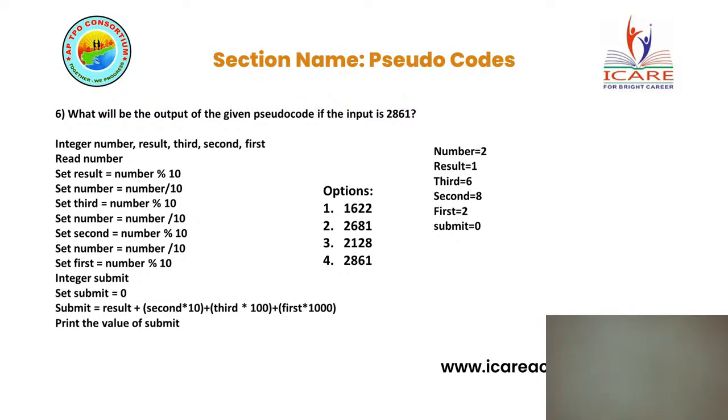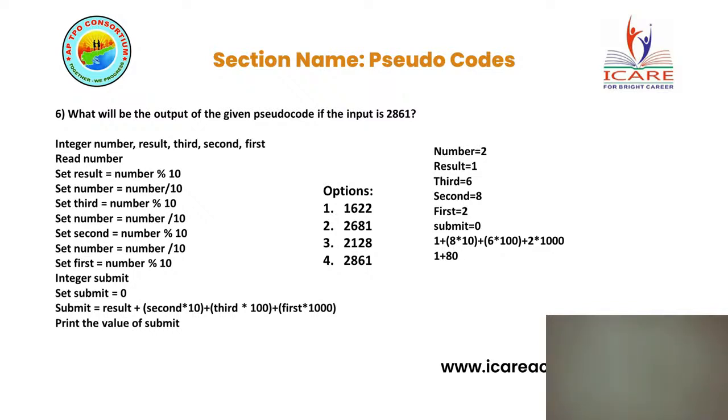In result we have the value 1. So result plus second into 10. Here second is 8, so 8 into 10. After that plus third into 100. The third value is 6, so 6 into 100. And again plus first into 1000. The first value is 2, so 2 into 1000. After executing this operation, 1 plus 8 into 10, 80 plus... sorry, I have missed some brackets.